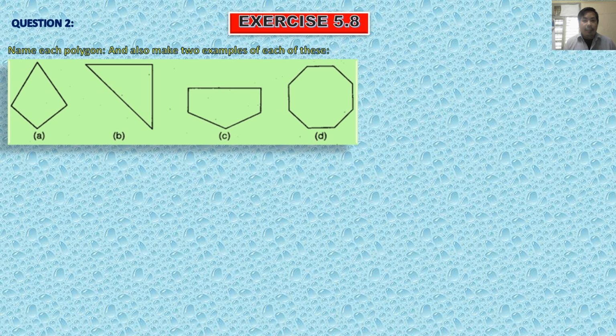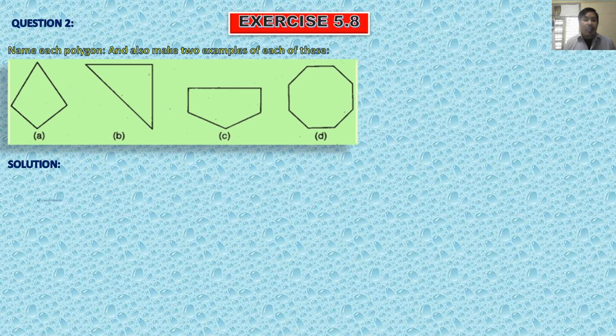So these are the diagrams. There are four diagrams A, B, C, D. They are all polygons. It means these are figures made by line segments, isn't it? And also they are closed figures. So these are all polygons. We are going to give the name of each of them and also draw two other examples of the same kind. Okay, so what is number A called? Let us see what this type of polygon is.